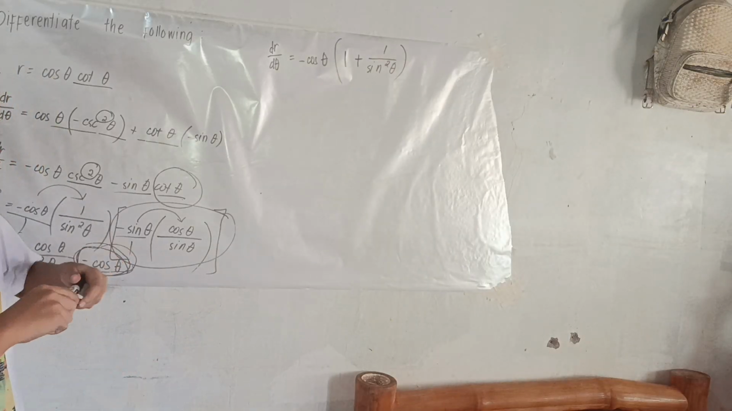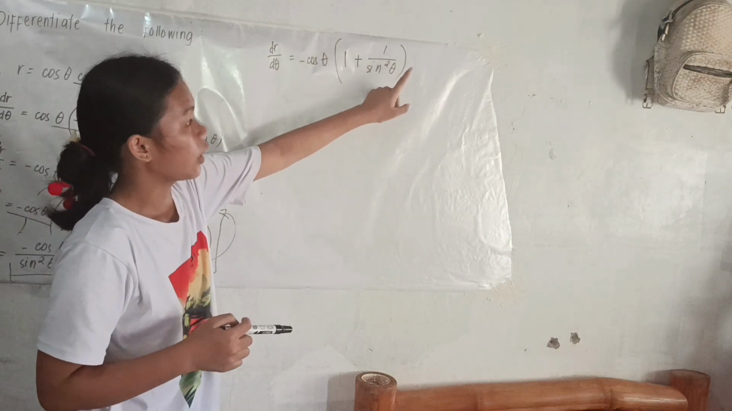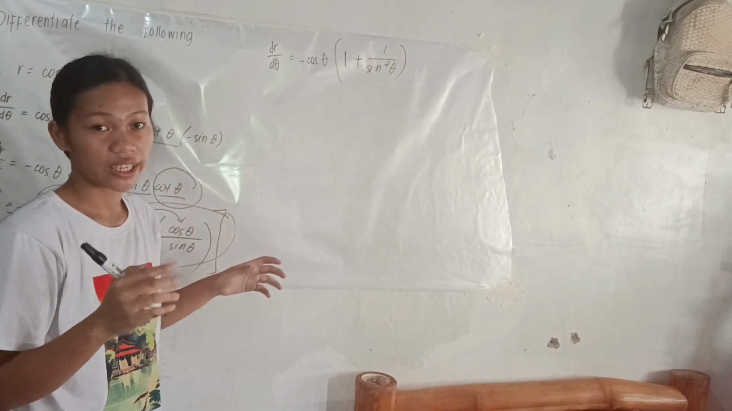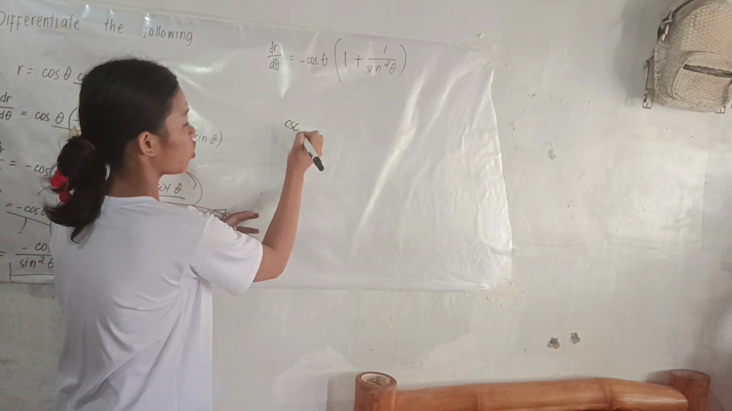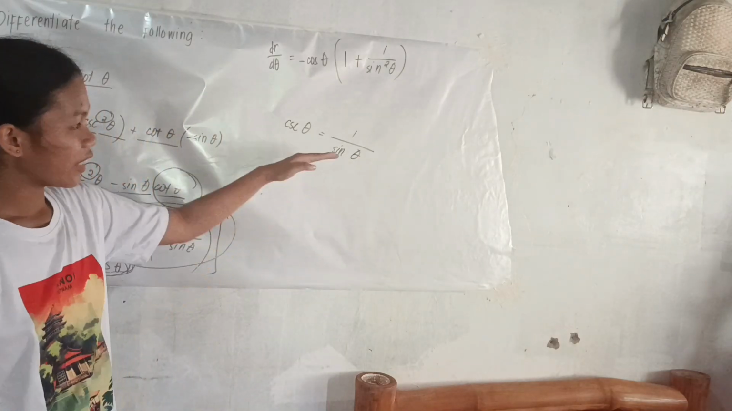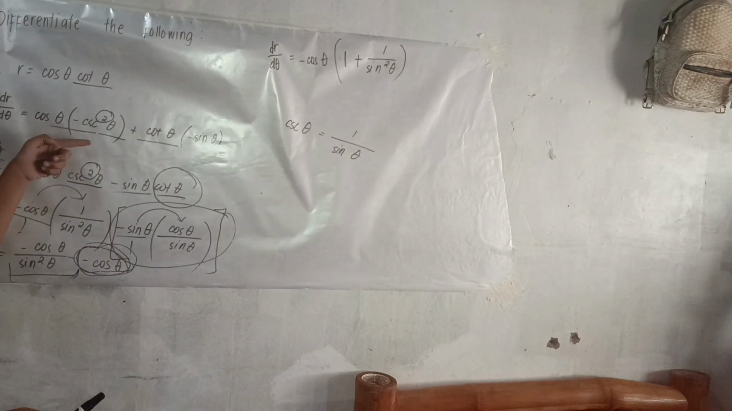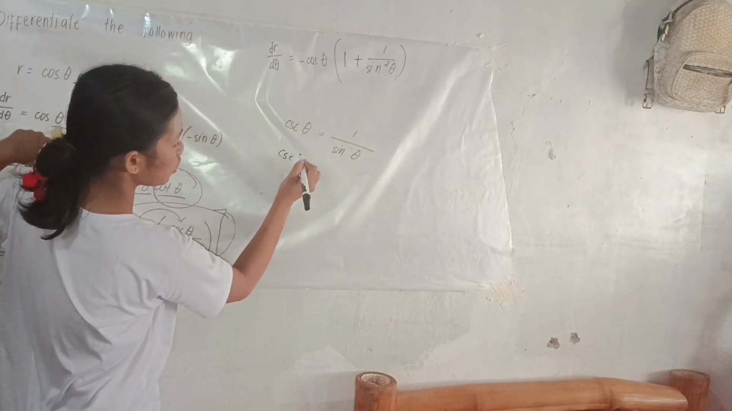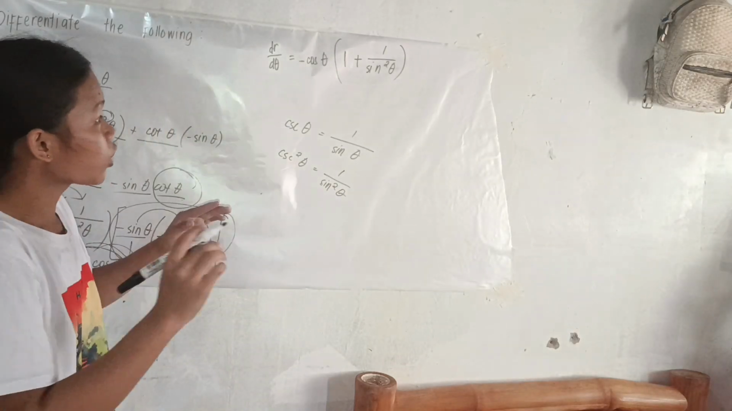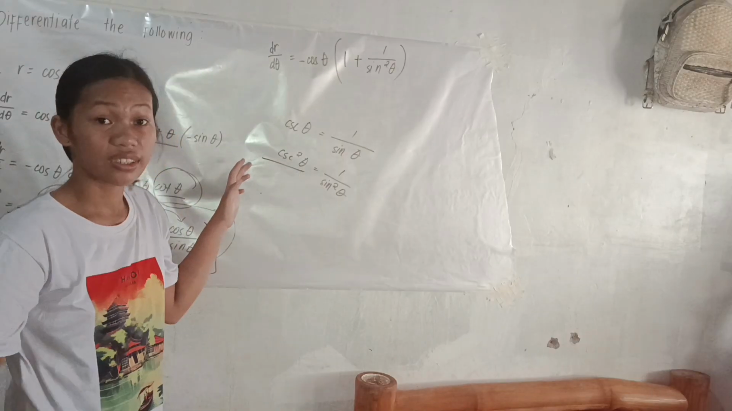To simplify further, this is equivalent to an identity. Cosecant theta is equal to 1 over sine theta. And since it involves a square, the equivalent is cosecant squared theta equals 1 over sine squared theta. So therefore, the second term is equivalent to cosecant squared theta.